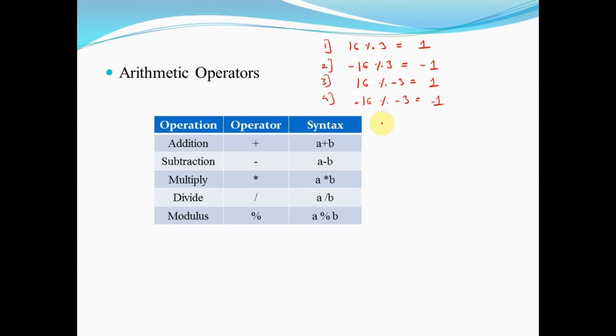Now these arithmetic operators bind from left to right, and we know that if the arithmetic expression consists of a mix of operators, then multiplication, division and modulus will be carried out first in a left to right order, before any addition and subtraction could be performed. So that is all about the arithmetic operators.